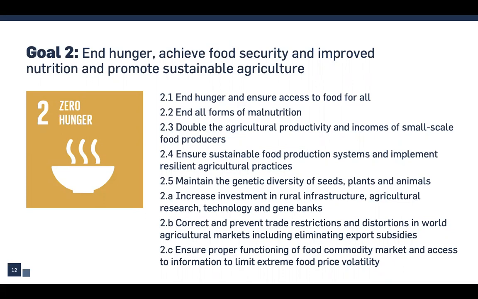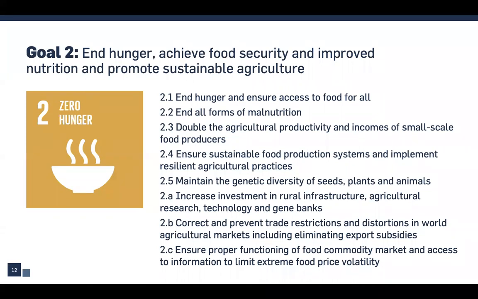2.4, to ensure sustainable food production systems and implement resilient agricultural practices. This is just obviously smart, to be thinking about more resilience in our food systems. The world has evolved, especially the developed world, into monocultures, and very few species of plant now responsible for feeding millions and millions of people. There's a risk associated with that, and it needs to be addressed.